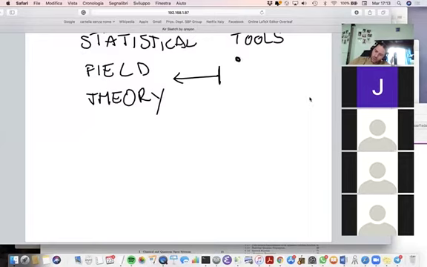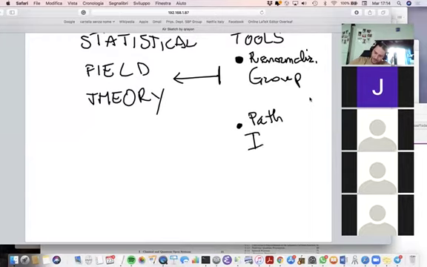So the tools that will come across quite often and represent the two main cardinal directions, X, Y, through which this course will go are two. Renormalization group and path integrals. These are the two common denominators. Of course, I don't expect these words to mean much to you at this level.